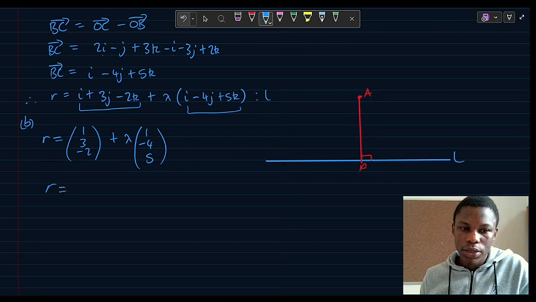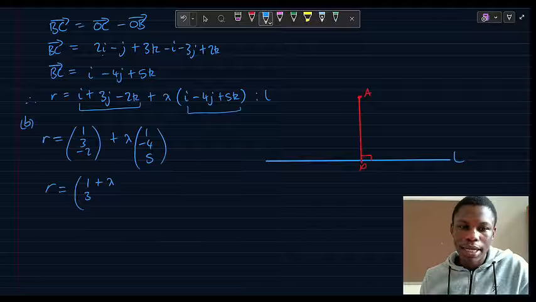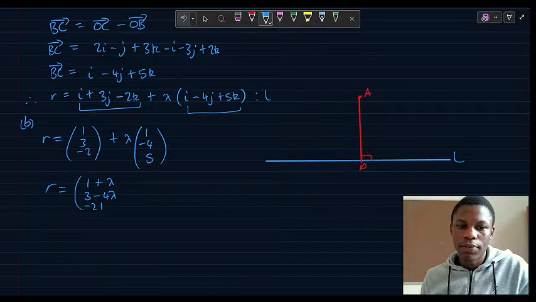So now I want us to write this in component form, which is to say the x component is going to come from saying 1 plus lambda times 1. So 1 plus lambda. The y component will come from saying 3 plus lambda times negative 4. So 3 minus 4 lambda. And then the z component will come from saying negative 2 plus lambda times 5. Negative 2 plus 5 lambda.